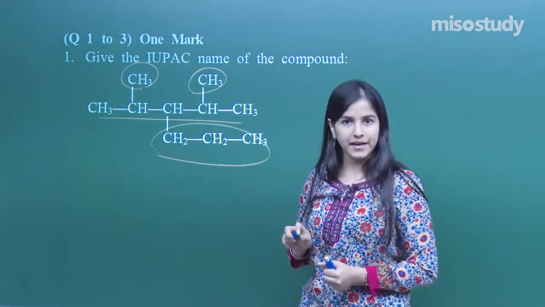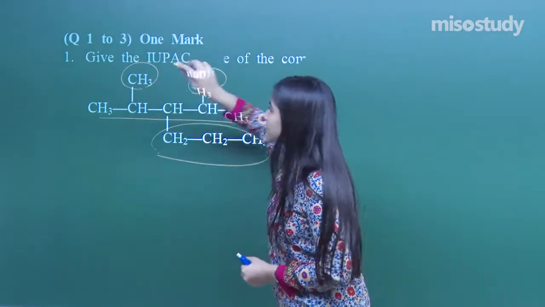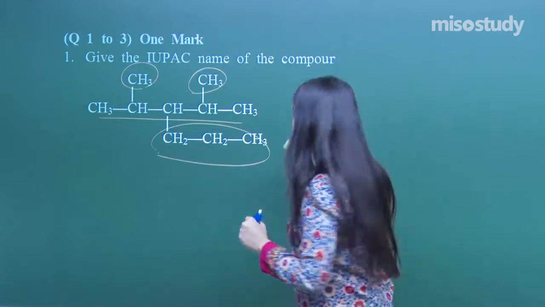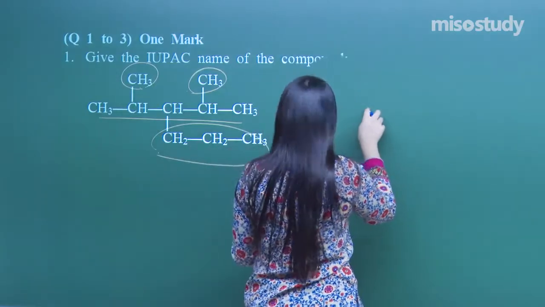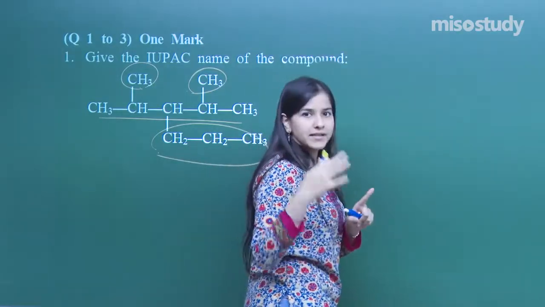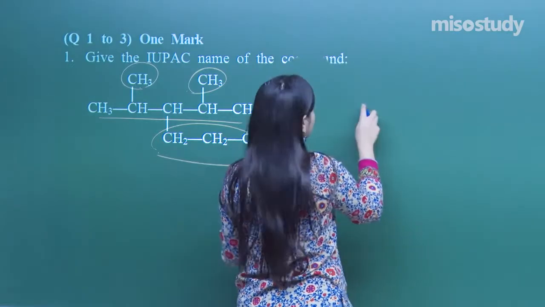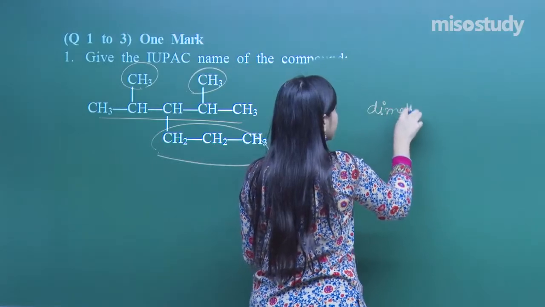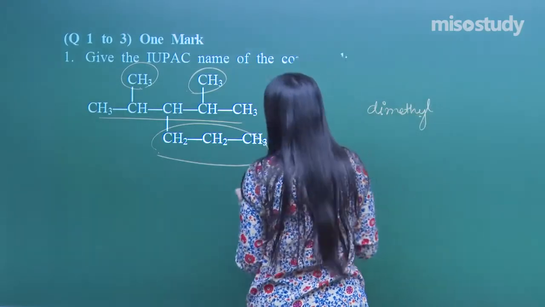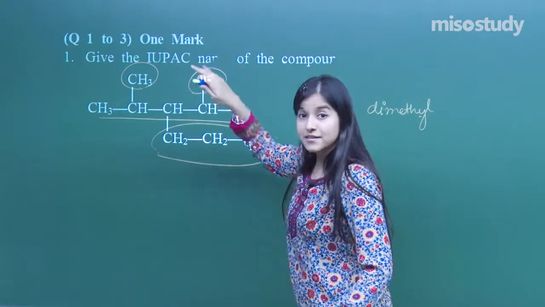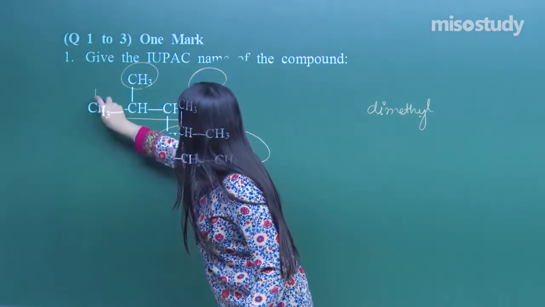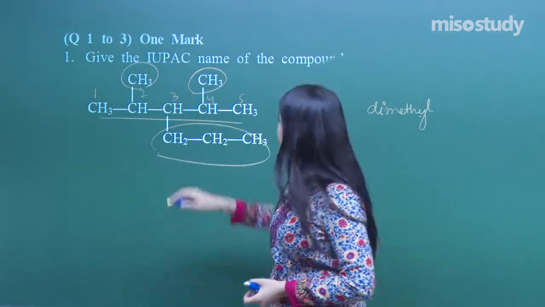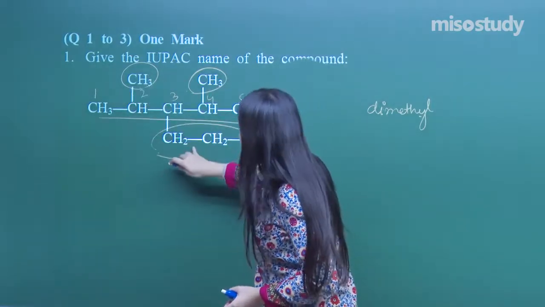This is the N-propyl. So I've got 2 methyls and 1 N-propyl. As per the alphabetical order we have to go: methyl and propyl, M will be coming first, so it's dimethyl. But I need to mention the positions, so again start numbering it: 1, 2, 3, 4, 5. On the second, methyl; on the third, propyl.